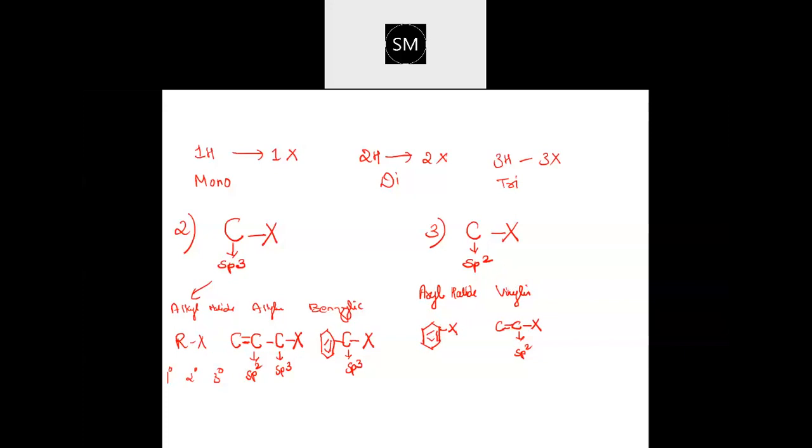In aryl halide, that halogen could be anything. Again, it can be fluorine, chlorine, bromine or iodine. Any halide. Fluoro, chloro, bromo or iodo.